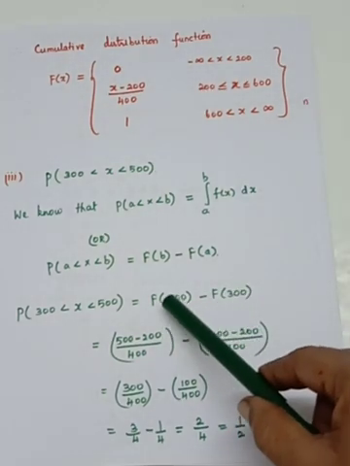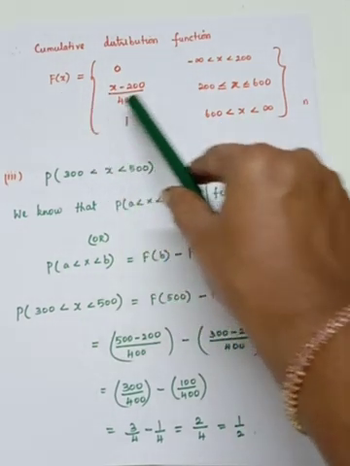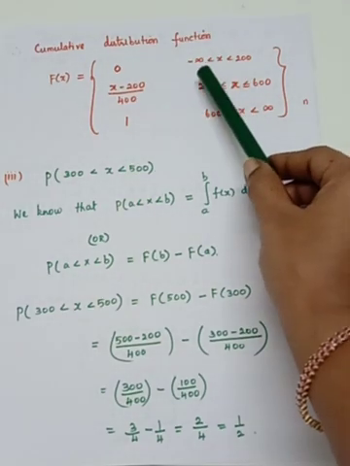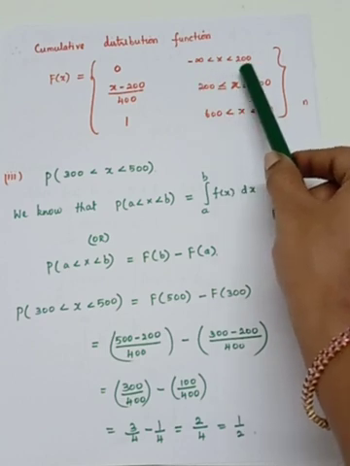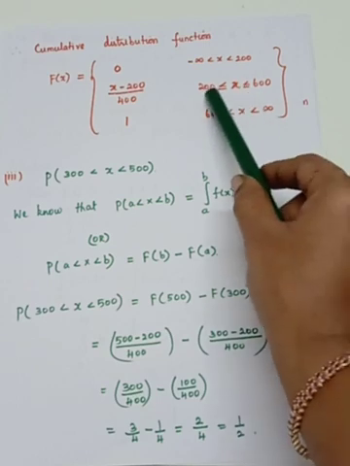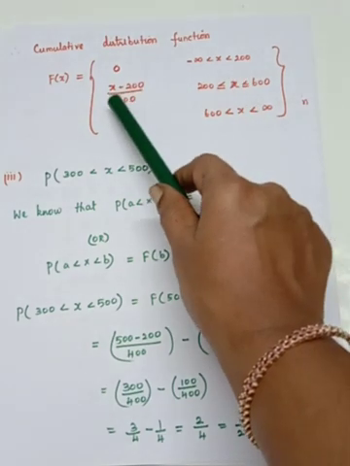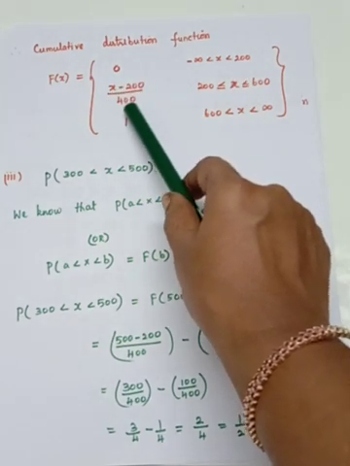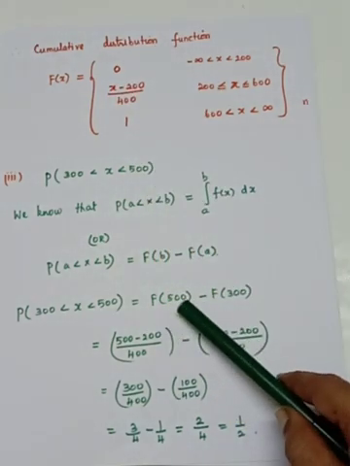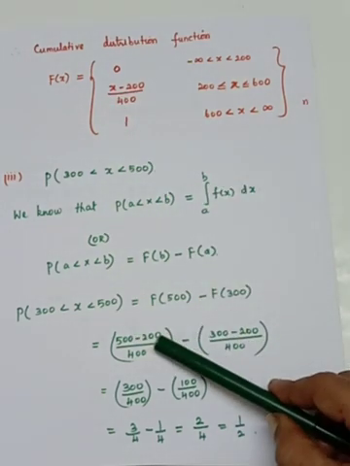Now your x value is 500 and you are going to use capital F of x. You see the limit. 500 will come in which interval? This is minus infinity to 200. Here this is 200 to 600. So 500 lies between this interval. So for this x, what is your capital F of x? X minus 200 by 400. In the place of x, what is your x now? 500. So you choose 500 minus 200 divided by 400.